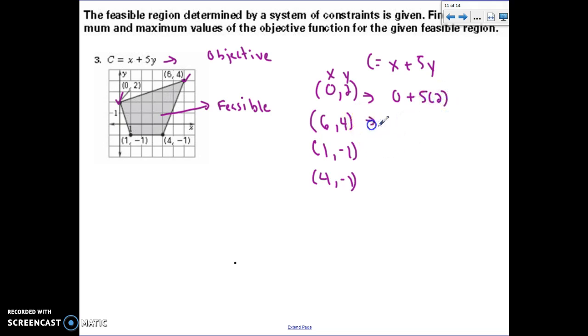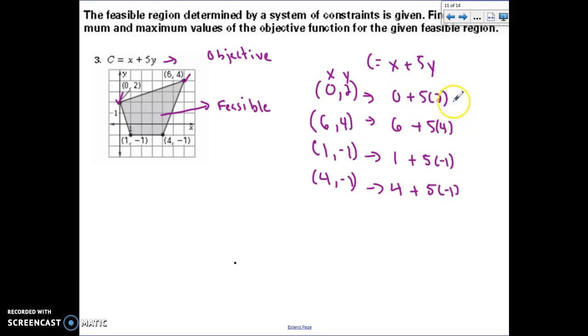I'll do the same thing with this one. I'm going to put 6 in place of x and 4 in place of y. Then I'm going to do 1 in place of x and negative 1 in place of y. And then I'm going to put 4 in place of x and negative 1 in place of y. I'm going to just simplify it.